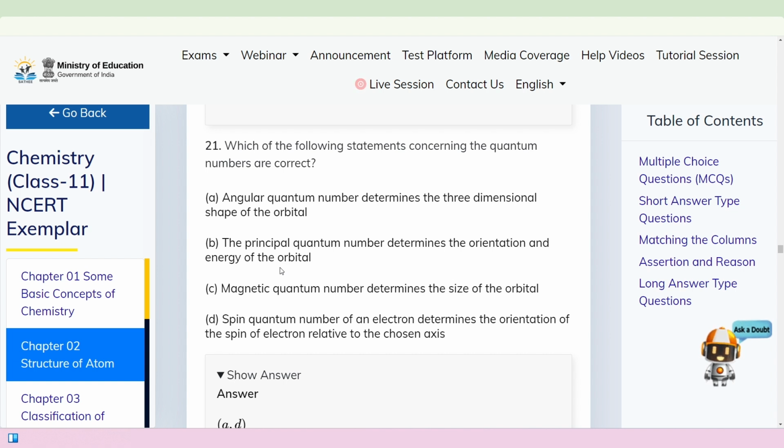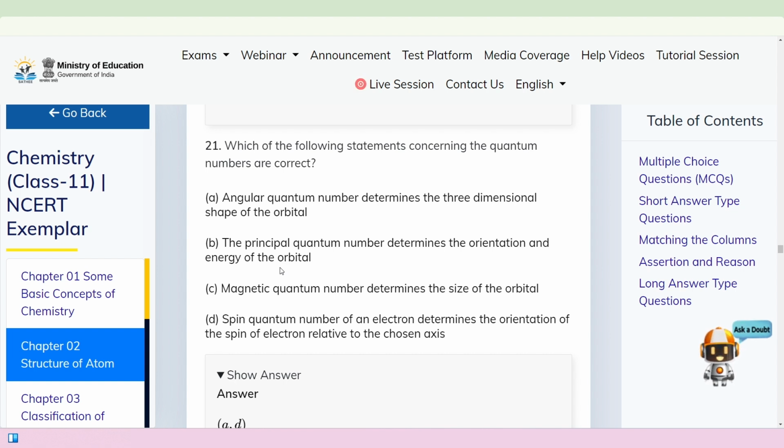If you don't know the magnetic quantum number value, you cannot predict whether it is PX or PY or PZ. And if you cannot predict whether it is PX, PY, PZ, that means you cannot predict in which direction it is oriented. So the ML value, that is the magnetic quantum number, is important to determine the orientation of the orbital. Got it? Okay. So this is incorrect. The first is correct, second is incorrect.